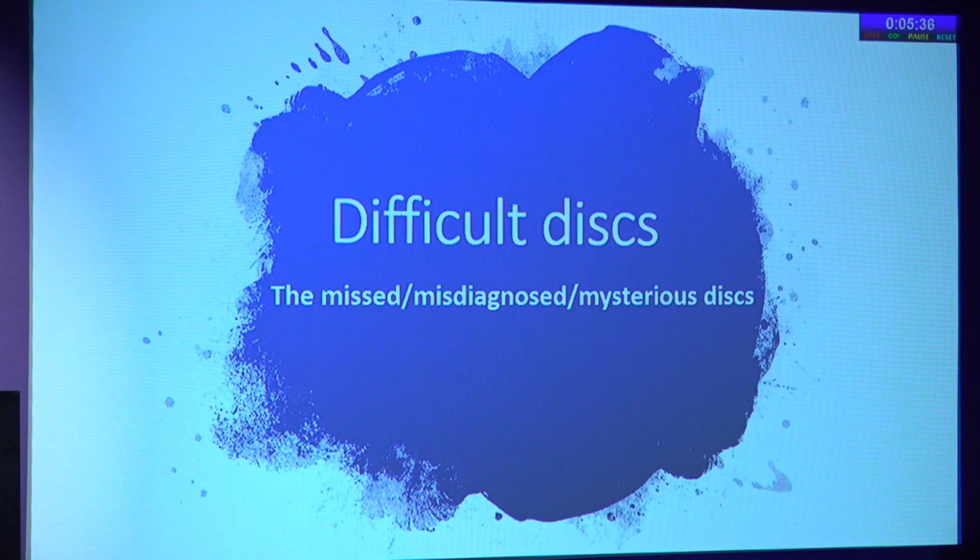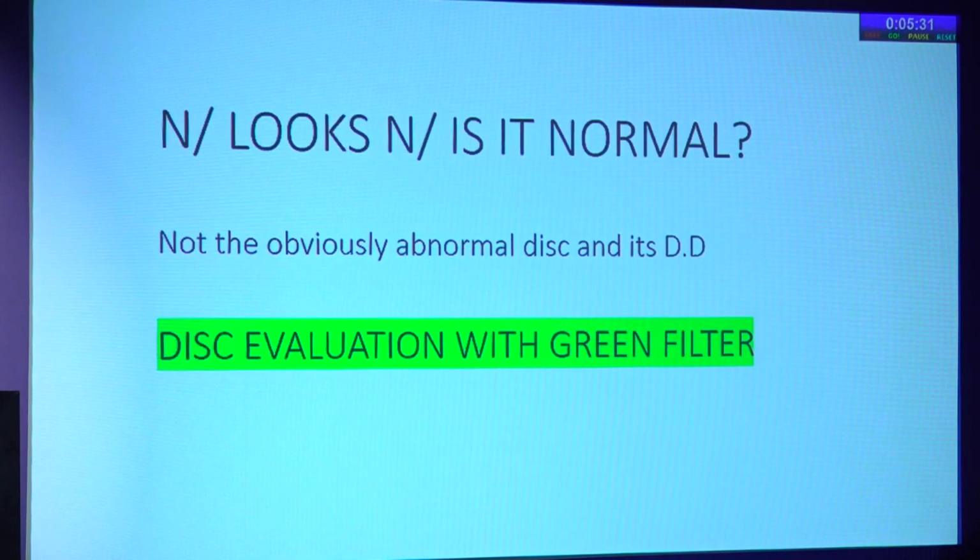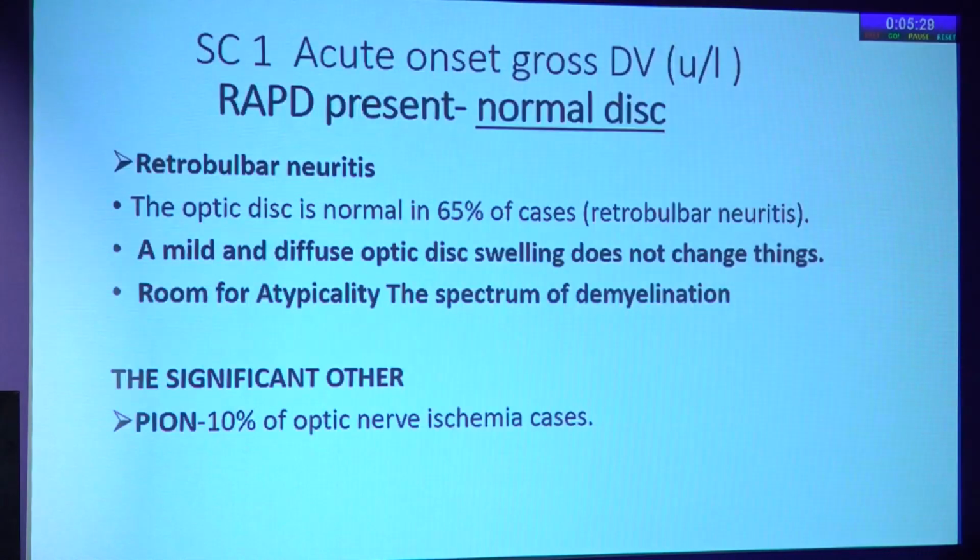Now I'm going further into the eye, and let's go to the optic disc, where a green filter evaluation I found very useful in all optic disc assessments. Let's see this clinical scenario where there is an acute onset gross defective vision in one eye, and you see an RAPD. You are expecting the disc to be abnormal, but it is normal. RBN I'm not going to talk in detail, because we all think RBN first in this scenario, but I'm going to focus on the significant other, which is first PION, that's posterior ischemic optic neuropathy.